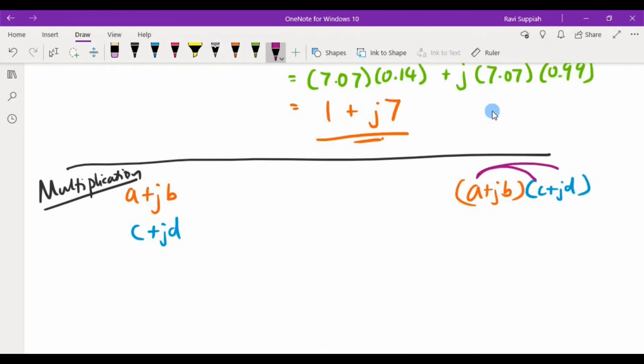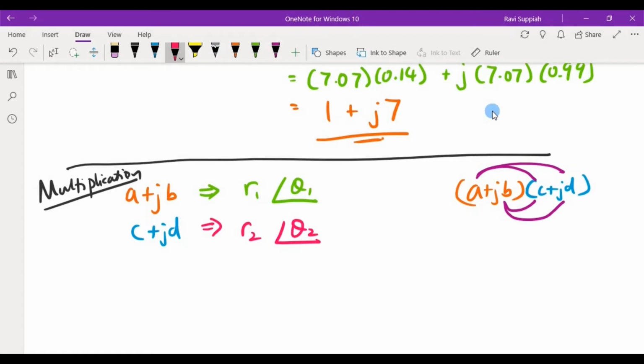We have actually covered this in the previous video, how multiplication can be done in the rectangular form. So right now we're going to show you how you can do it much more easily when the complex numbers are in polar form. So I'm going to convert both of them to their polar form. So a plus jb will be r1 angle theta 1, and this would be r2 angle theta 2.